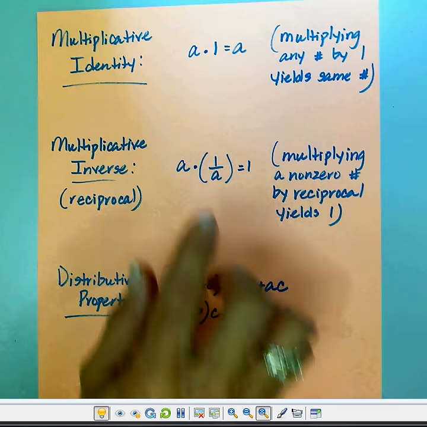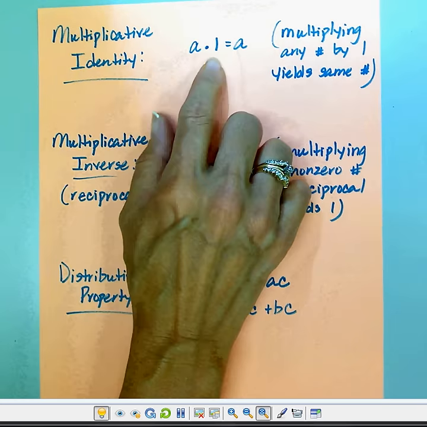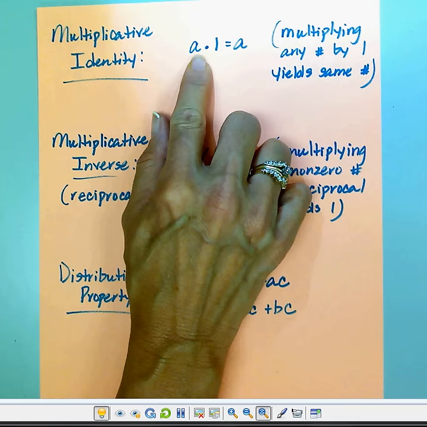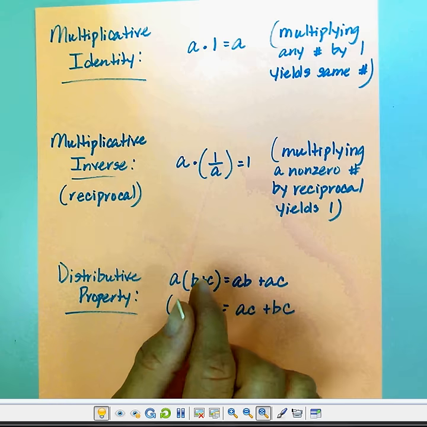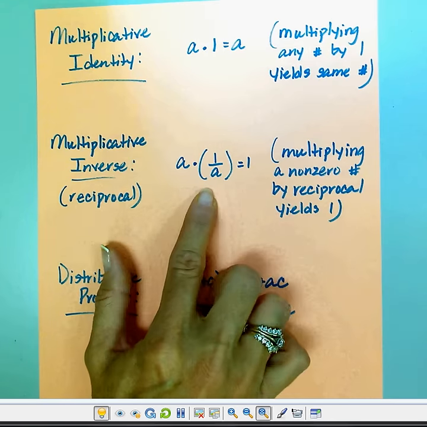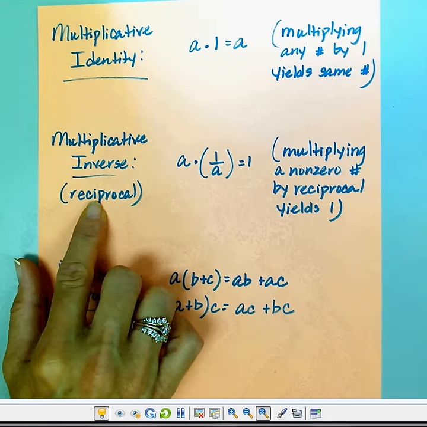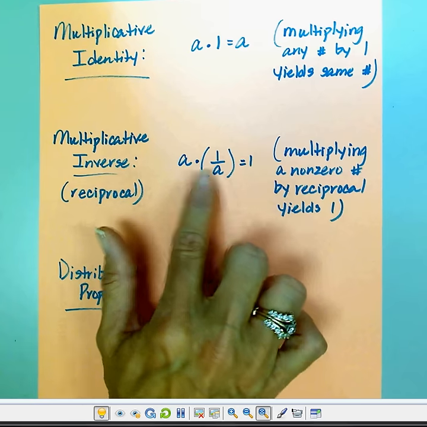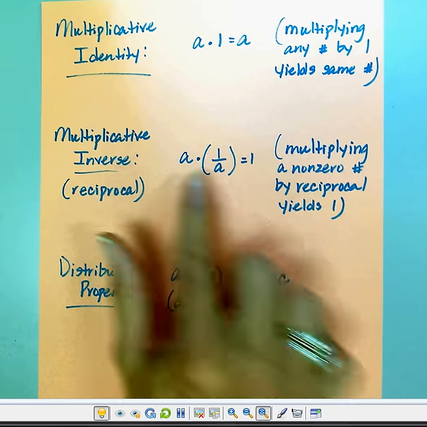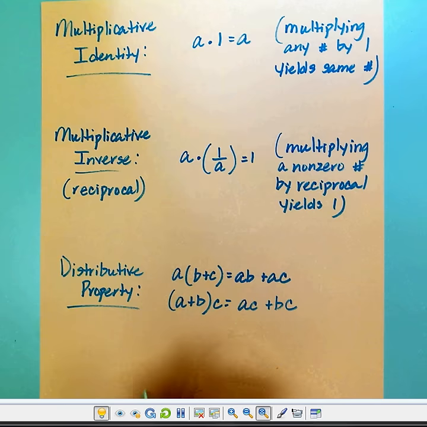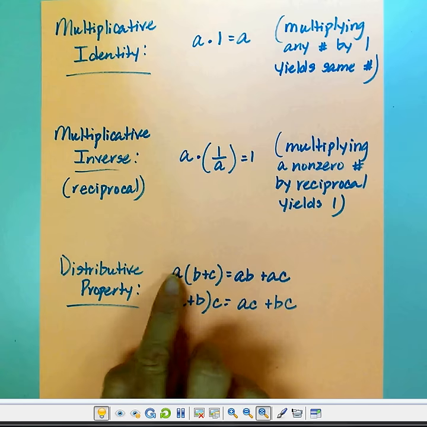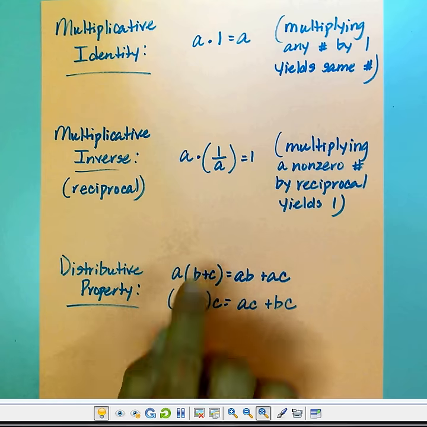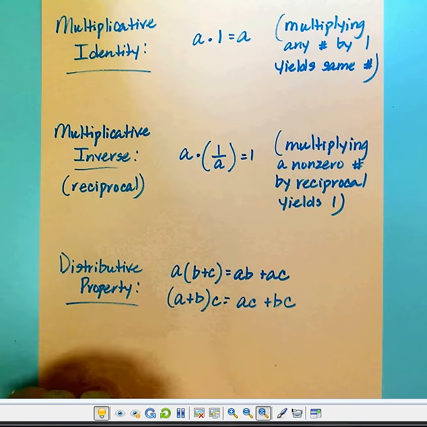A couple more. We have the multiplicative identity, which means anytime I multiply anything by 1, I get that anything back. So the multiplicative identity is 1. The multiplicative inverse, I also think of reciprocal. So anytime I multiply two numbers that are reciprocals of each other, I'll always get a product of 1. And we're all very familiar with the distributive property. Anytime we multiply anything outside times that quantity inside, we need to distribute with each of those terms.